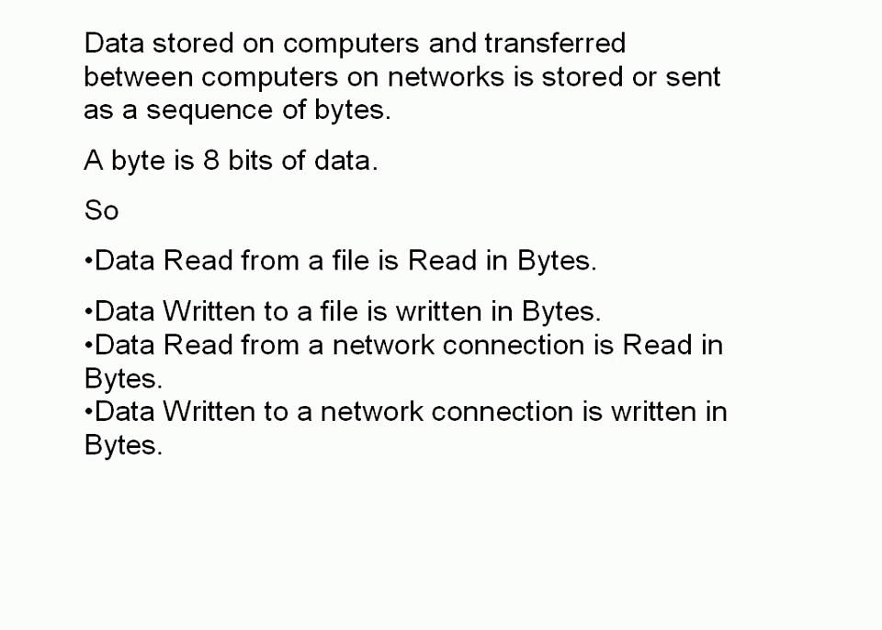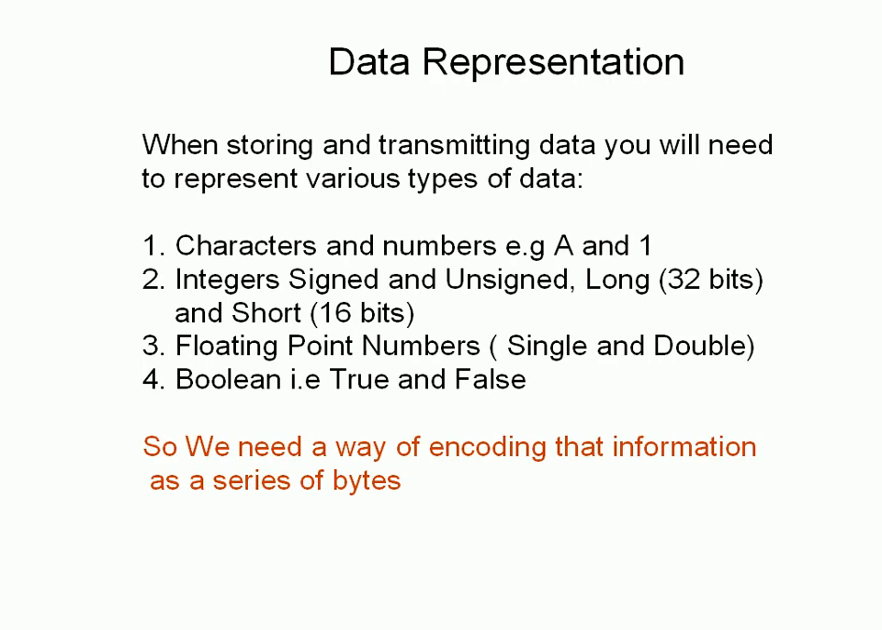So a byte is the basic unit we'll be dealing with. Now, when storing and transmitting data, you'll need to represent various types of data. We'll need to represent characters and numbers, e.g. A, B, C, D, 1, 2, 3. We'll need to represent integers, both signed and unsigned integers, long and short integers. Now, the size of those integers is machine dependent and operating system dependent. Floating point numbers, both single and double precision floating point numbers, Boolean values, true and false. So we need a way of encoding that information as a series of bytes.